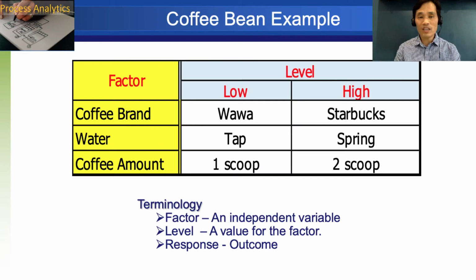Here's a coffee bean example to understand the power of design of experiments. The left side is the factor, and then the rows are levels, low and high. There are two brands, Starbucks and Wawa. Spring water or tap water. Coffee amount is low or high, or 1 scoop or 2 scoops. The left column is called factor, and the right column indicates level. Response is an outcome of this experiment. In this case, coffee taste using design of experiment.